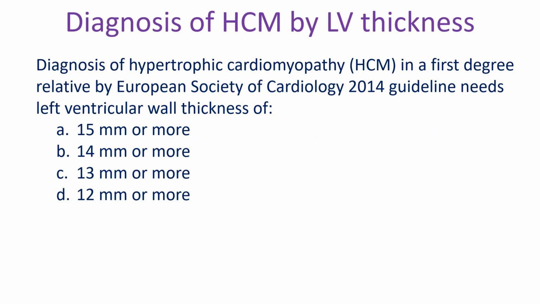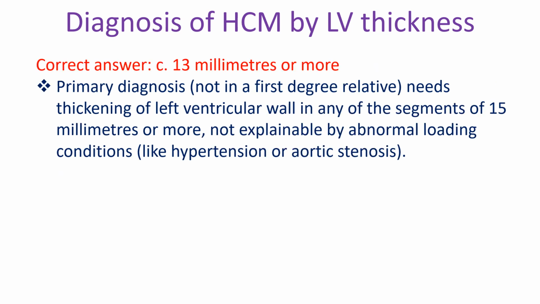Diagnosis of hypertrophic cardiomyopathy in a first degree relative by the European Society of Cardiology 2014 guideline needs left ventricular wall thickness of A. 15 mm or more, B. 14 mm or more, C. 13 mm or more, D. 12 mm or more. Correct answer C.